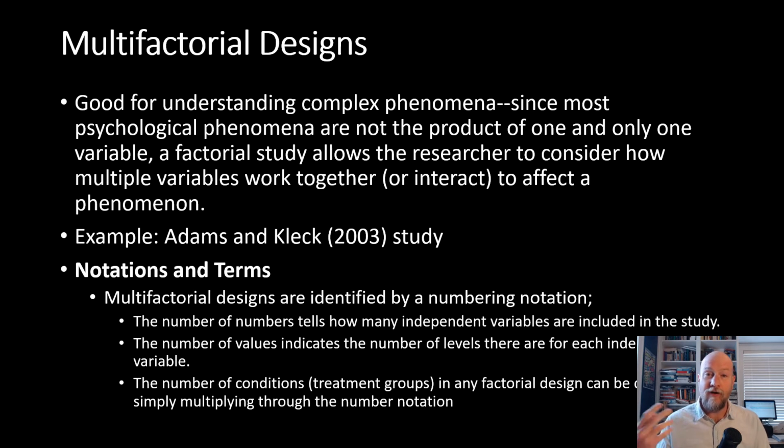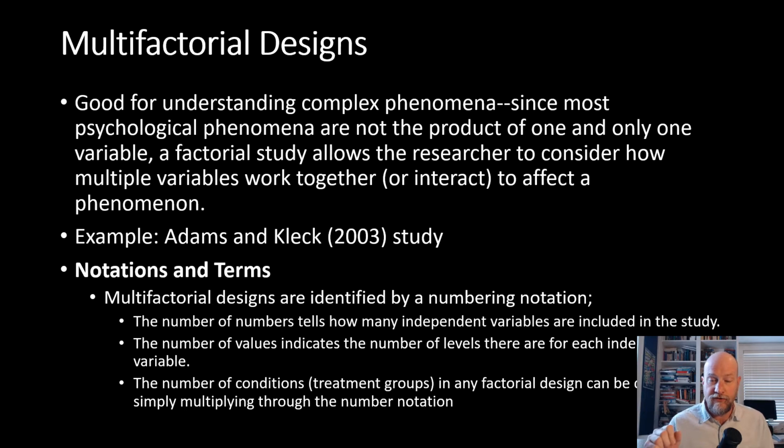The number of numbers in the designation tells you how many independent variables are included in the study. The value of those numbers indicates the number of levels for each independent variable. So you can think about it this way. In the Adams and Kleck study, we have 2 independent variables, and they each have 2 levels. In the nomenclature of a factorial design, we would call this a 2 by 2 factorial design.